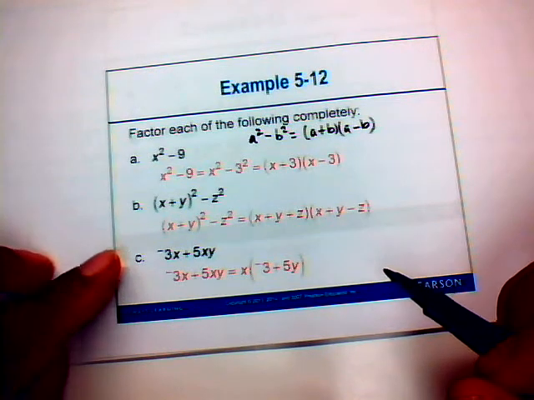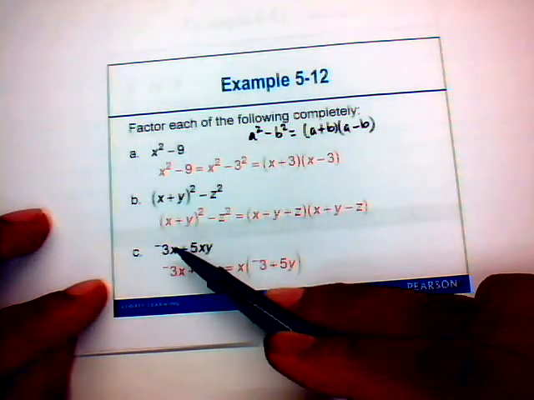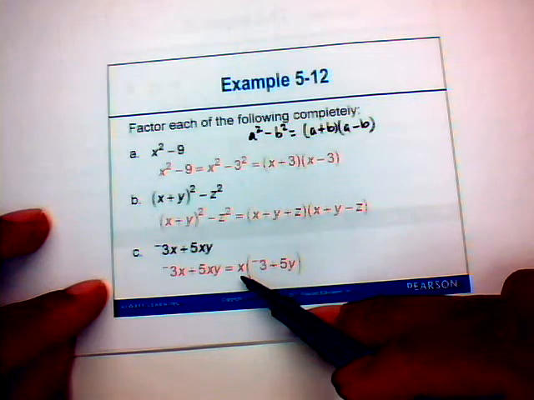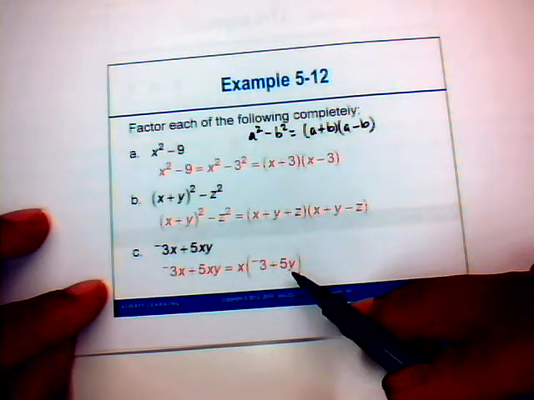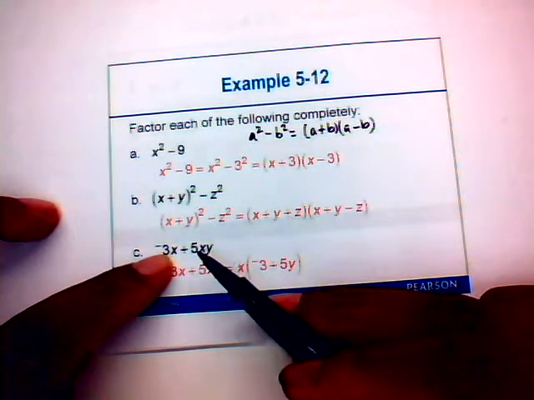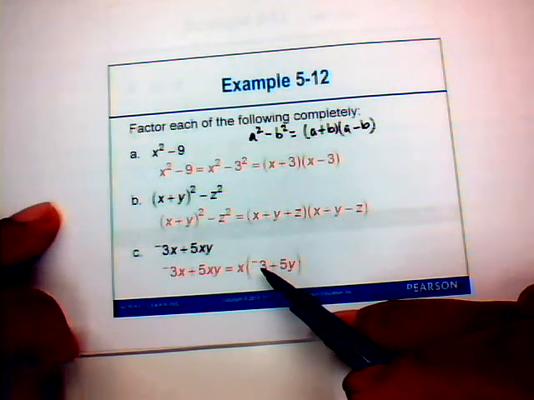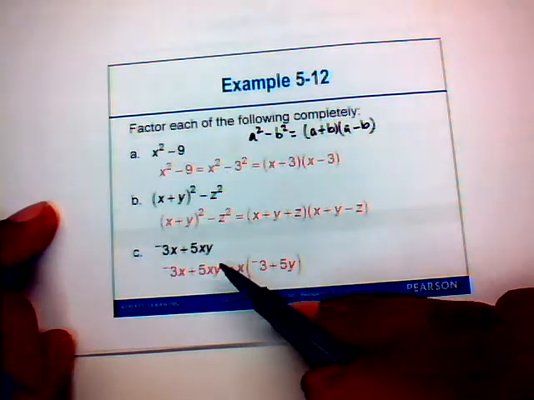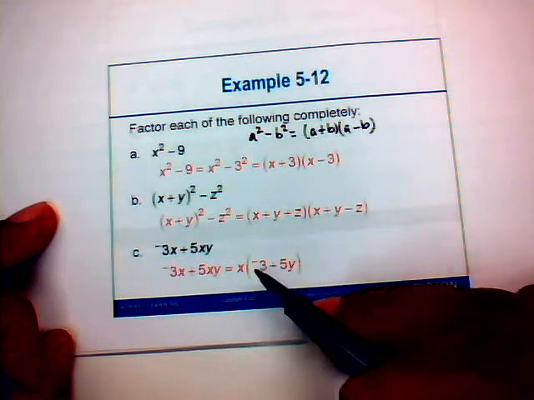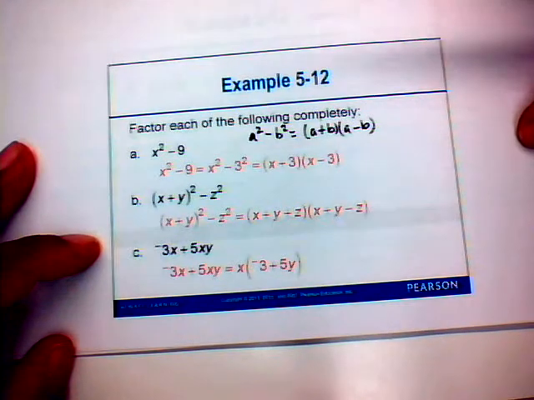Now in part C, we're going to have to find the common factor in negative 3x and 5xy. As you can see, x is the common factor in both of these terms, so the x will be on the outside. On the inside, you want to find out what the other factor is going to be. So we divide each term by x. Negative 3x divided by x will give you the negative 3. 5xy divided by x will just leave you with 5y. So inside will be negative 3 plus 5y. Keep in mind the common factor will be on the outside of the parentheses.